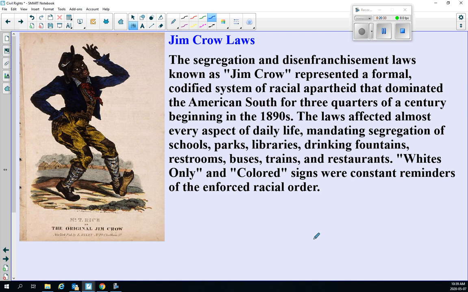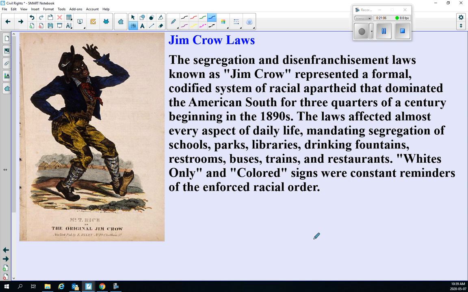They're called Jim Crow laws. I had done some reading. The original Jim Crow was a cartoon character that poked fun at Black people, and I don't know how or why it happened, but it evolved into the Jim Crow laws, and they represented a formal, legal, codified system of racial apartheid. Apartheid is when you have kind of like a caste system where some people are born into a better lot in life than others, and it's based on race. And this dominated the American South for quite some time.